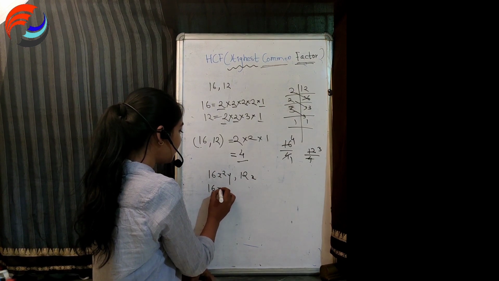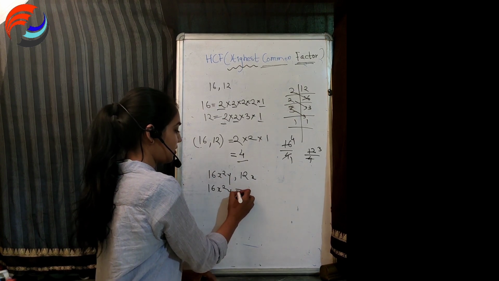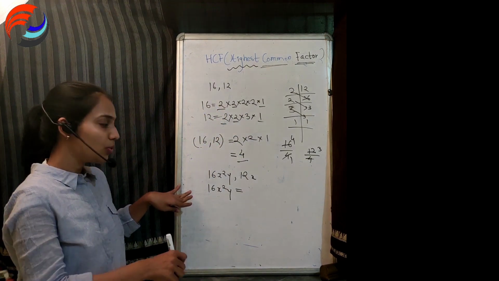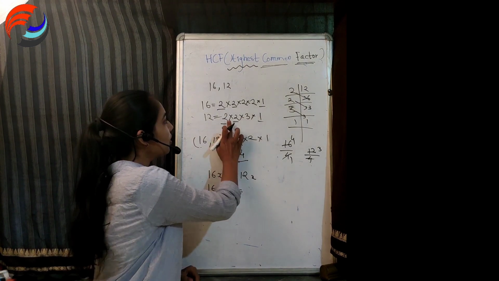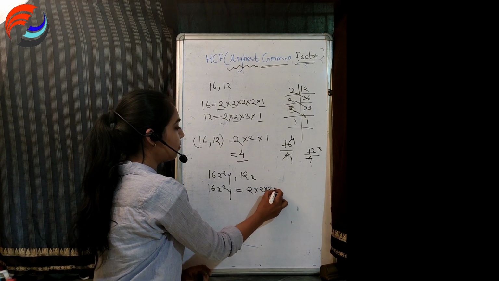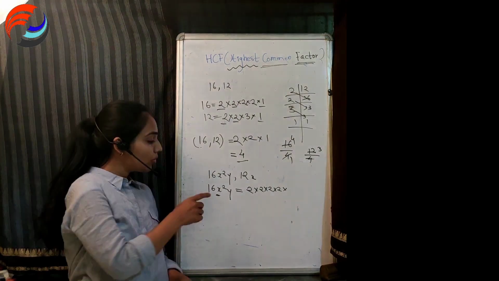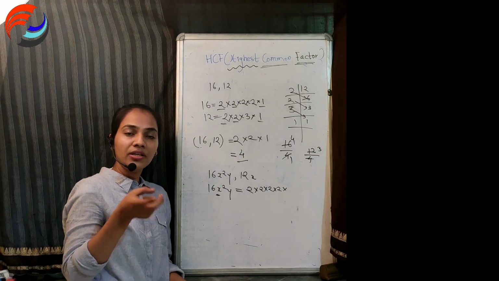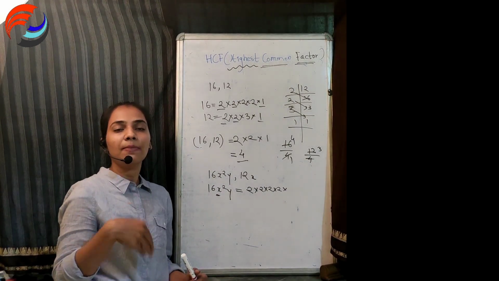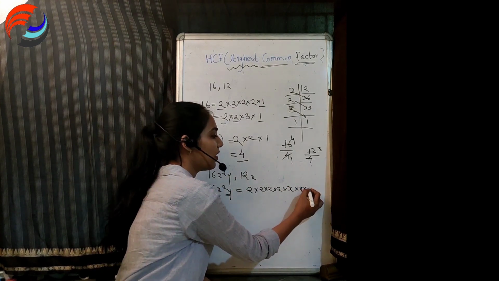First find the factors of each term or each expression. I have taken the same numbers purposely so that you will understand. The factors of 16 are 2 multiply 2 multiply 2 multiply 2. Now x square: the power is 2, so we write the variable two times, x multiply x. Now y appears only once, so write y once.